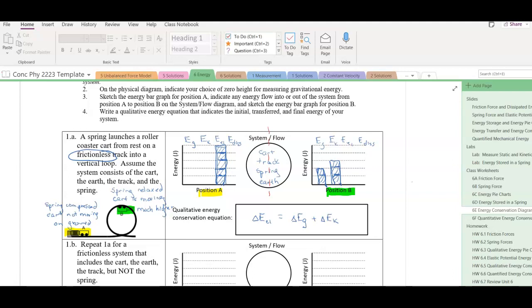Notice that I'm putting these little triangles. These are deltas because we are talking about changes in energy. The amount of elastic potential energy at position A, it changed. In fact, it all redistributed to other storage modes, right? So the change in the elastic potential energy equals the change that we saw in the gravitational energy plus the change that we saw in the kinetic energy.